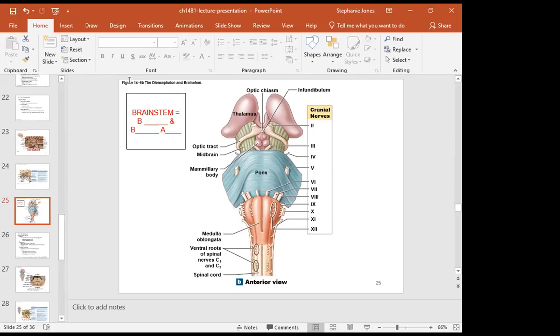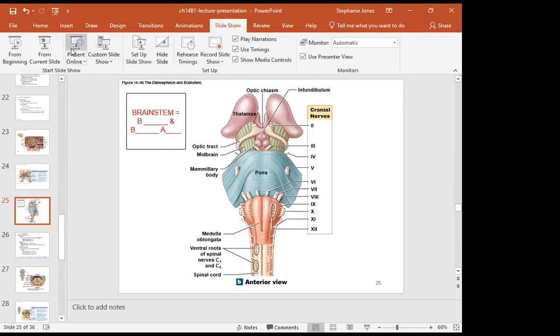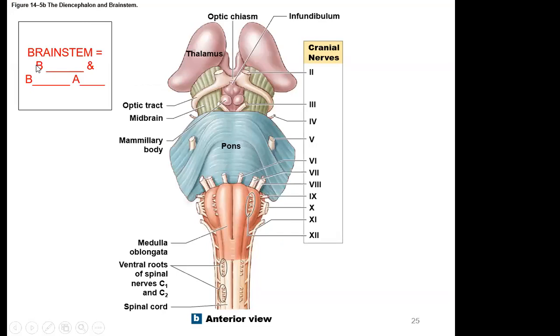Brain stem. As we move down further inferior, you can see the thalamus here in purple, and now we're going to go into our brain stem. So you're fill in the blank right here for brain stem. When you think of the brain stem, I want you to think about breathing. That's the first B, breathing and being alive.